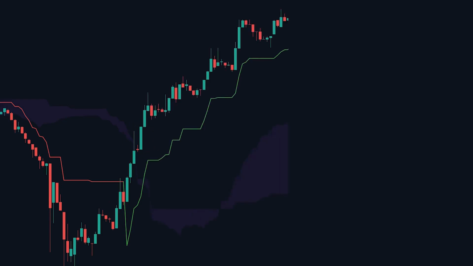So here we entered a trade because the Supertrend line was green and the price was above the Kumo cloud. The price starts to go up, then heads back down into the Kumo cloud. The moment the price hits that cloud, we exit the trade.